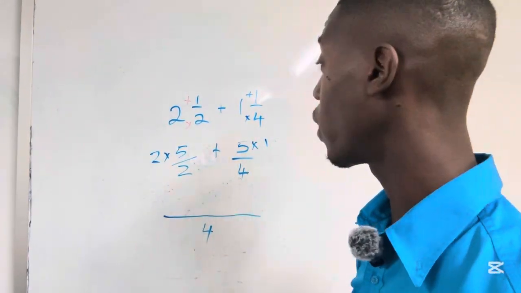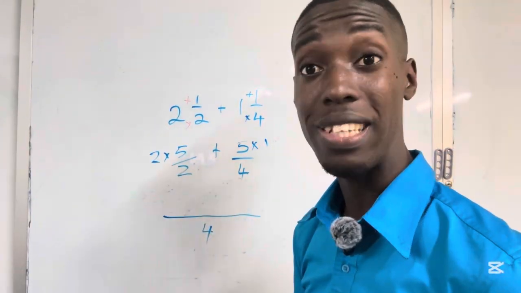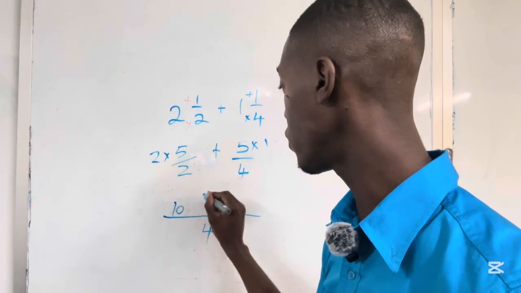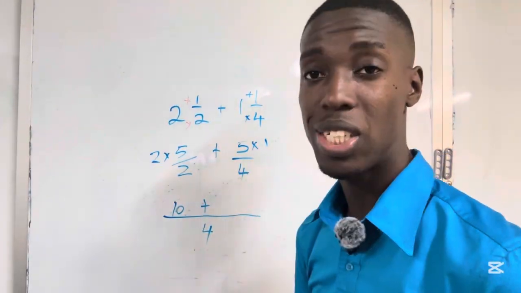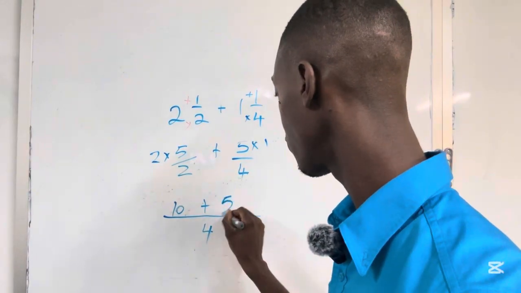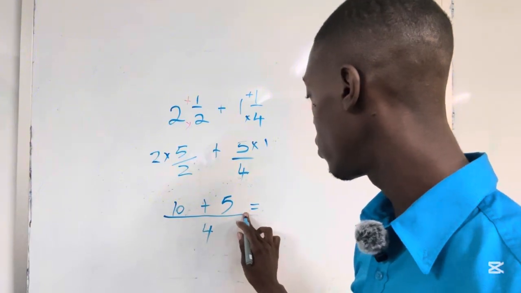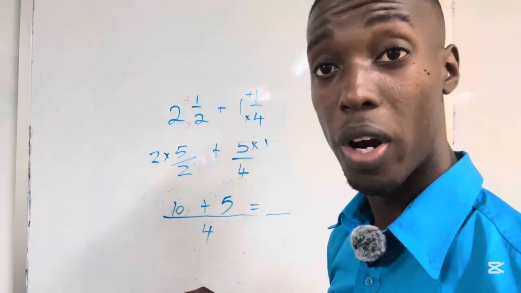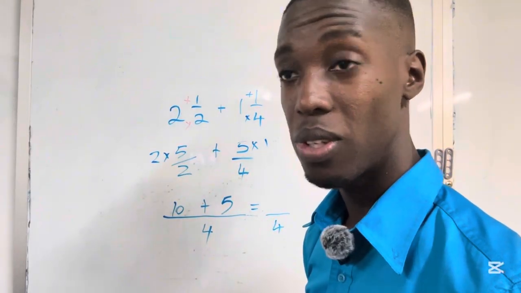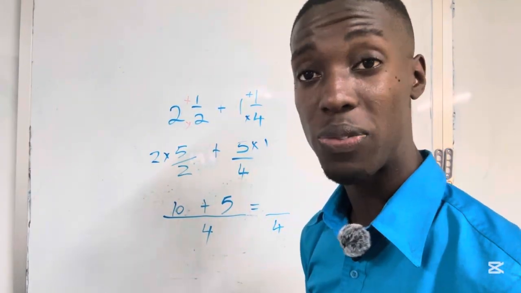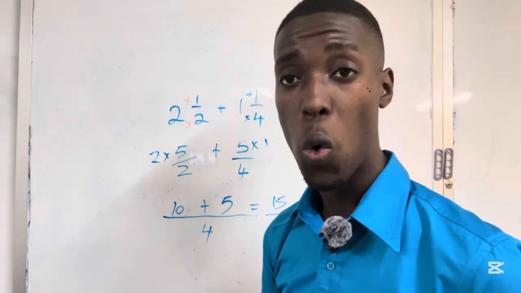So now we're going to multiply the numerators. 2 times 5 is 10, plus, putting back our sign, 5 times 1 is 5. So we're going to write back our common denominator, which is 4. And then we're going to add the top. 10 plus 5 is 15. The answer is 15 over 4.